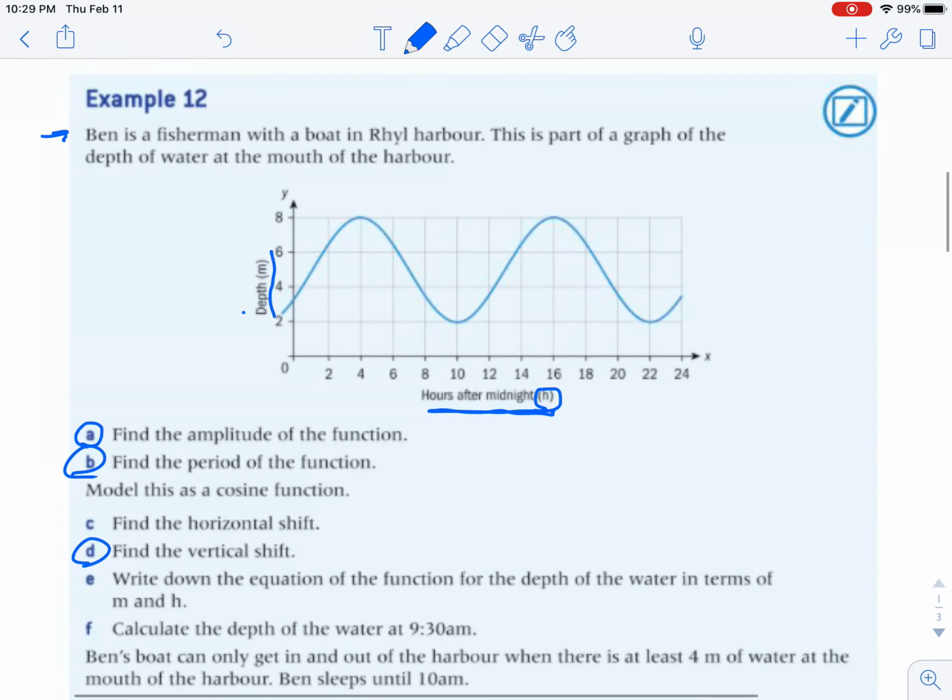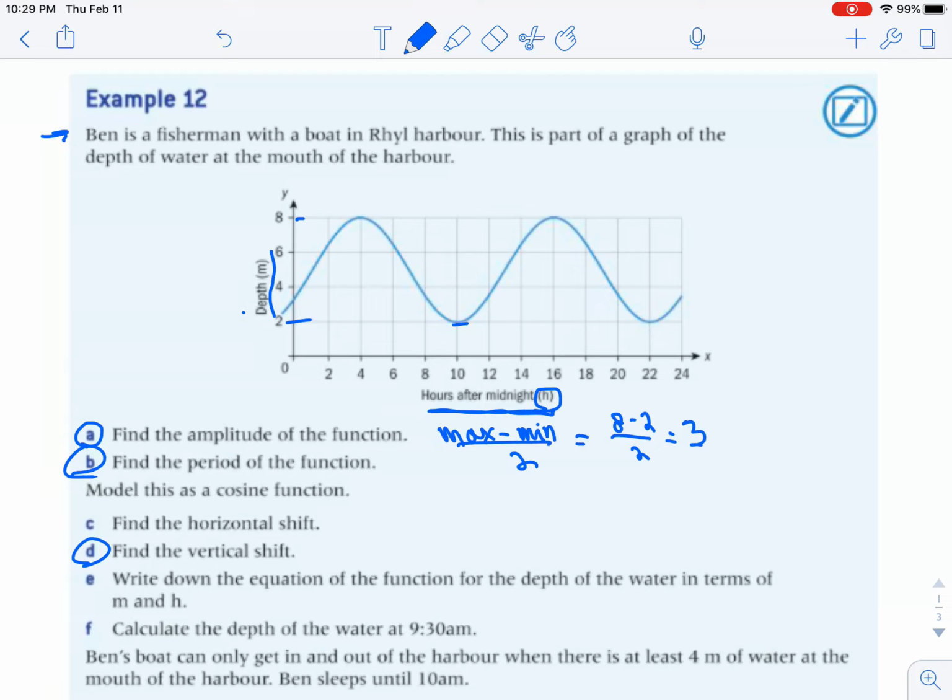So the amplitude, remember, is calculated by using the formula: it's the maximum function value minus the minimum function value divided by 2. So in this case, the maximum function value is 8. The minimum is 2. And so 8 minus 2 divided by 2 gives us 3. So we know that the amplitude is 3.